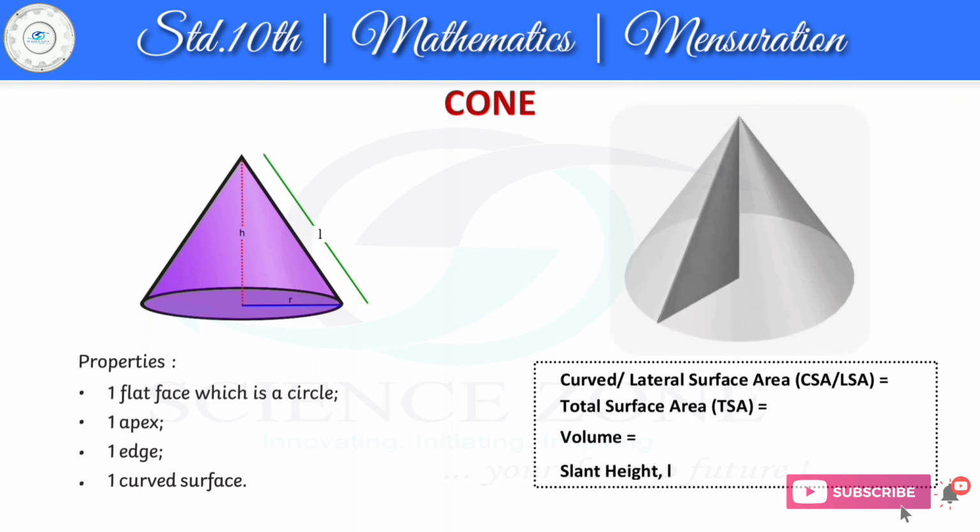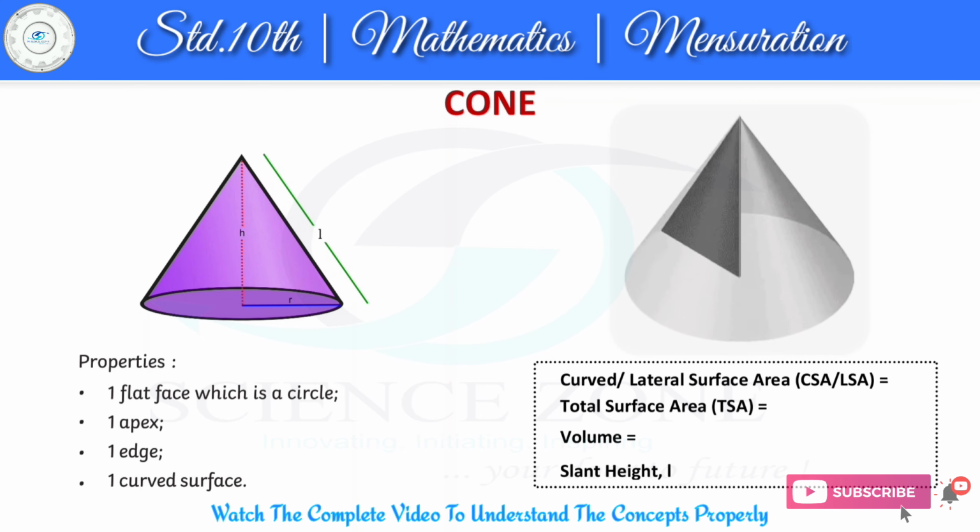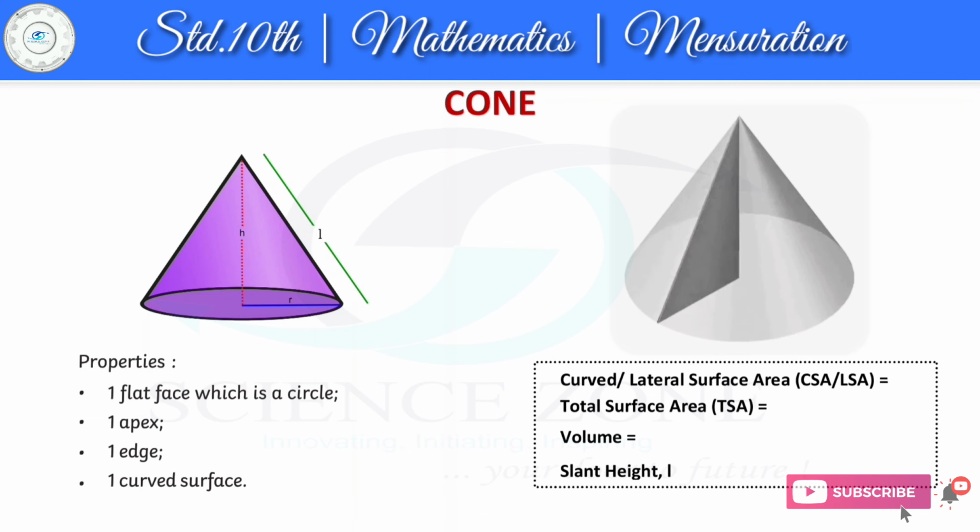Cone. A cone is formed by rotating a triangle around one of its sides. In our syllabus, we will study right circular cones. A right circular cone is formed by rotating a right-angled triangle around one of its sides, forming right angle.